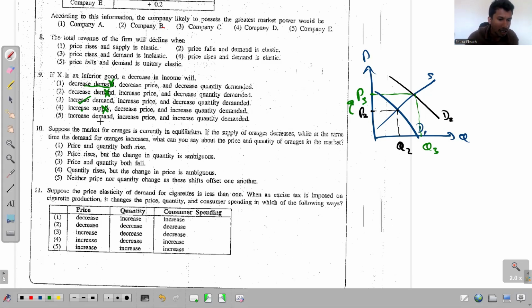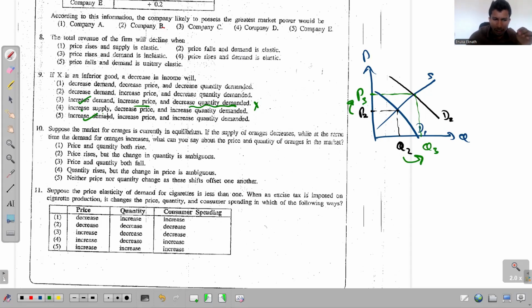The fifth one, increased demand. Okay. So the answer has to be either the third one or the fifth option. Now we will read the third one. Increased demand, yes, it's true. Increased price, yes, it's true. And then it says decreased quantity demanded. See what has happened to the quantity demanded, that has increased. So we think that this is not the answer. And we move to the fifth one.